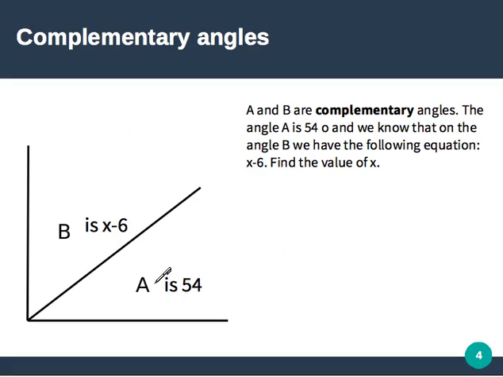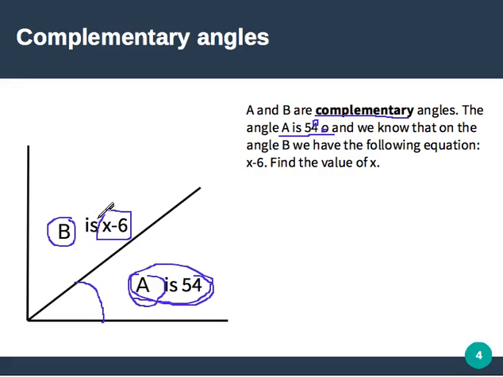Alrighty, now, how about we do some problems? Let's say, for example, that we got these two angles A and B, and it says that they're complementary, which means that when you add angle A with angle B, it's going to be 90 degrees. And it says that A is 54 degrees. So this angle is going to be 54 degrees. And they say also that angle B is x minus 6, and we have to find the value of x.